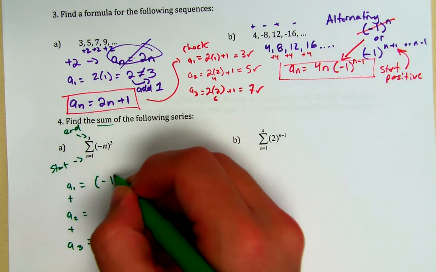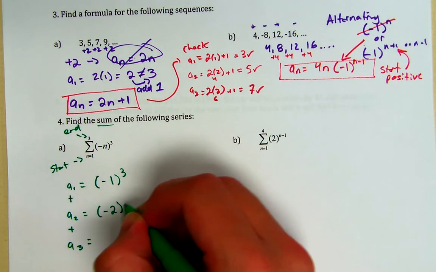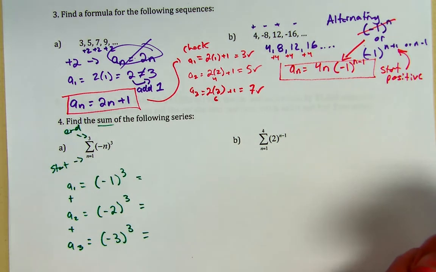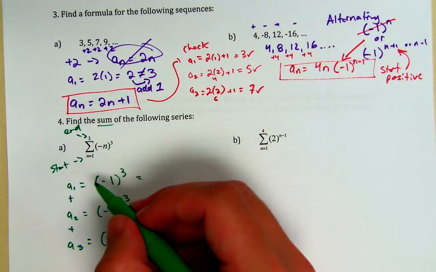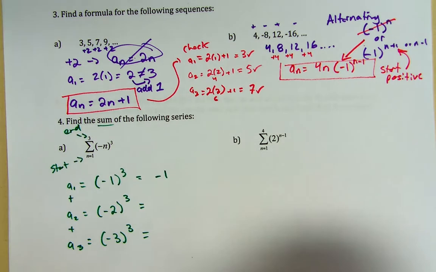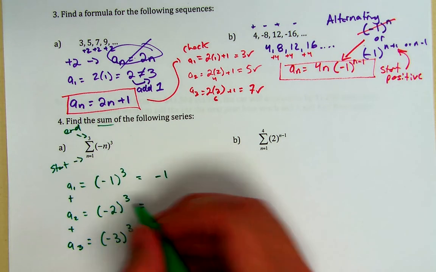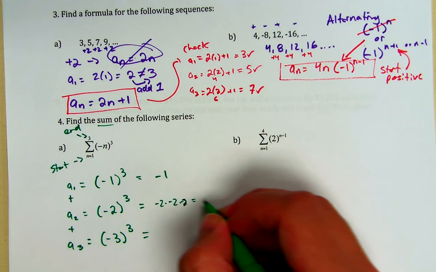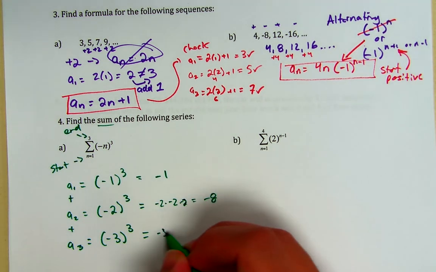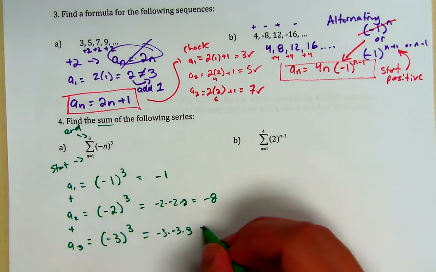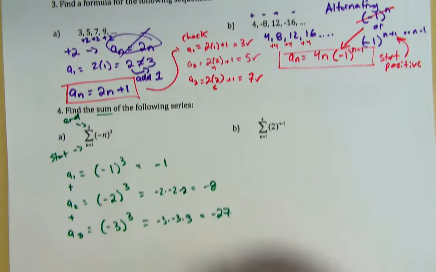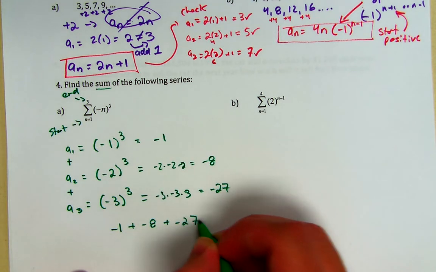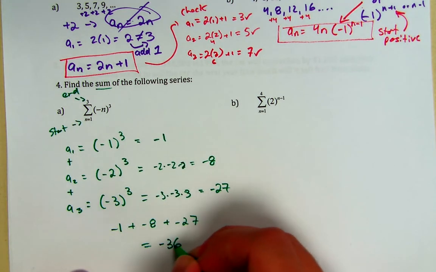So negative 1 cubed, negative 2 cubed, negative 3 cubed. Alright, well again, you can just use your calculator. Negative 1 to the power negative 1... 2 times 2 is 4, times 2 is 8, so that's negative 2 times negative 2 times negative 2, which is negative 8. This is negative 3 times negative 3 times negative 3, which is negative 27. Now add them all together. Negative 1 plus negative 8 plus negative 27, all for a grand total of negative 36.